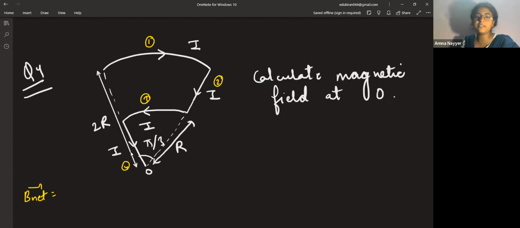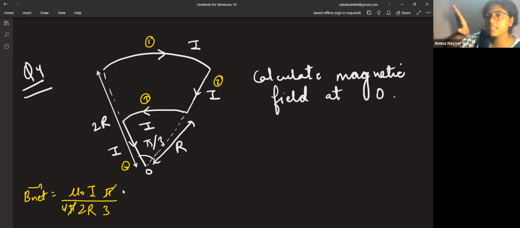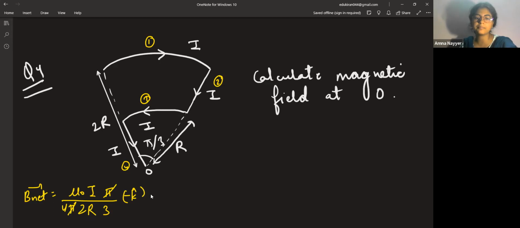What is the formula that we have studied? Mu naught I, current is I, okay. Alpha, alpha means the angle, that is pi by 3, by 4 pi, and what is the radius? See, this entire radius is 2r. So into 2r. So pi will be cancelled, and direction also. So curl your fingers along the sense of current. This is pointing inward. So this becomes minus k cap plus. Now come to the second figure.